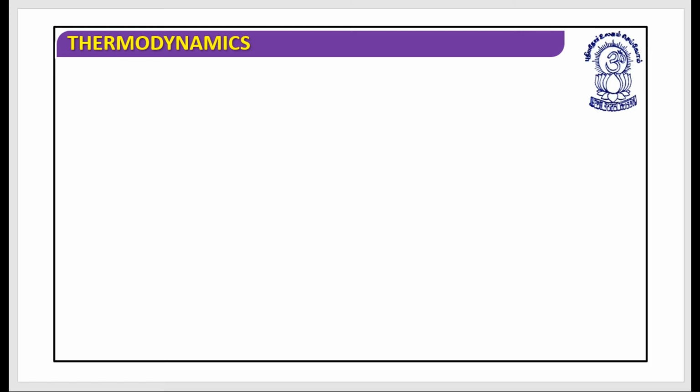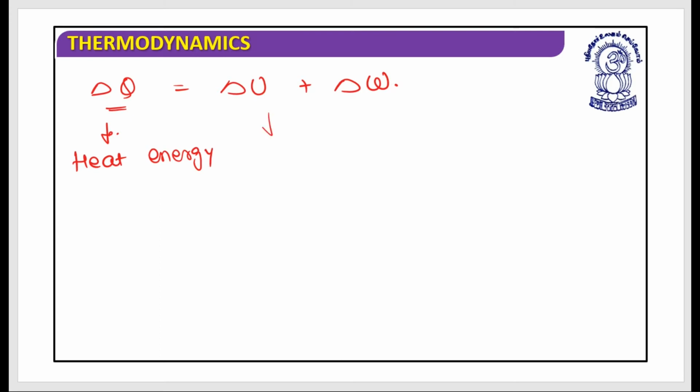So let's understand what this law is and how we can use it. Delta Q is equal to delta U plus delta W. When I say delta Q, it's the heat energy. When I say delta U, it's the internal energy of the system. And when I say delta W, it's the work done. I hope this is clear.